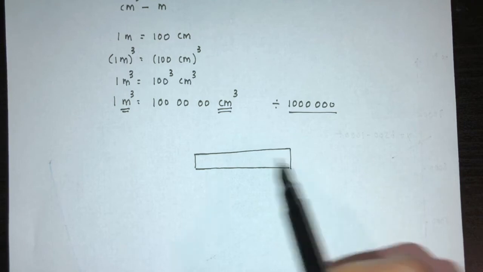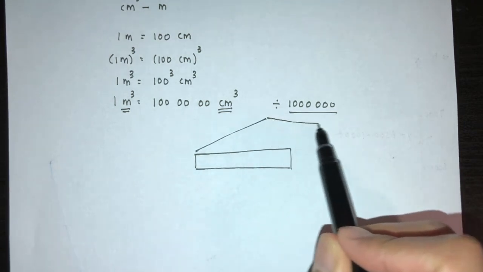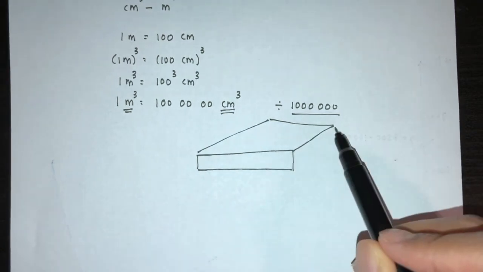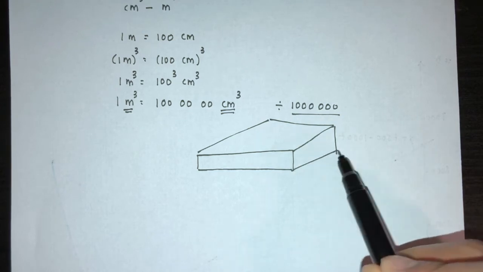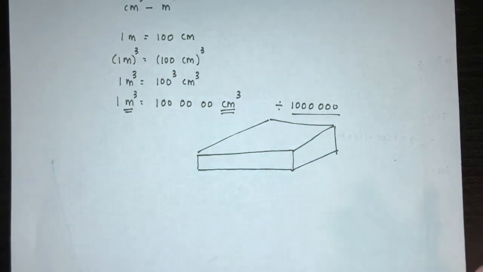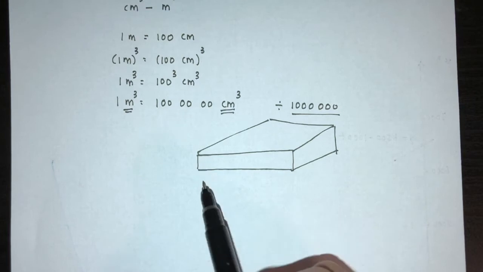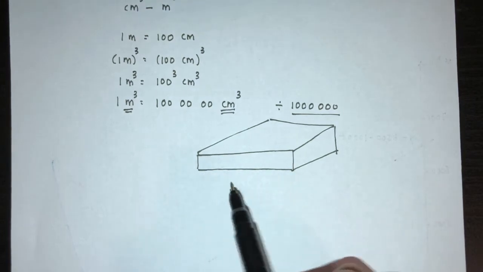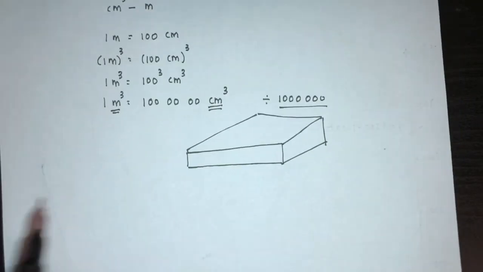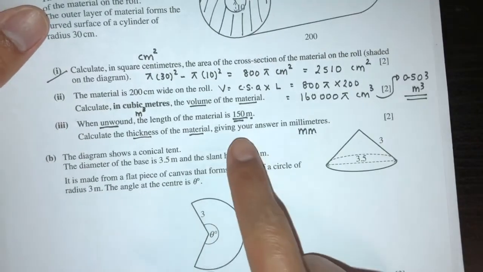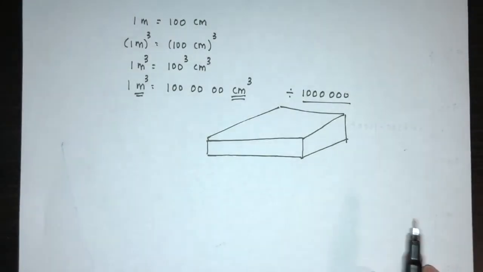When you open, it will look something like this. So at first it was around the metal rod, but when you open, it will look something like this. Now we know that this length has been given to us according to the question. It tells you that the length is 150. Okay, so this is 150.